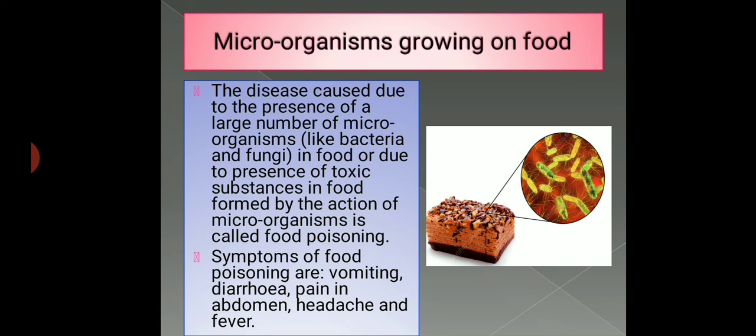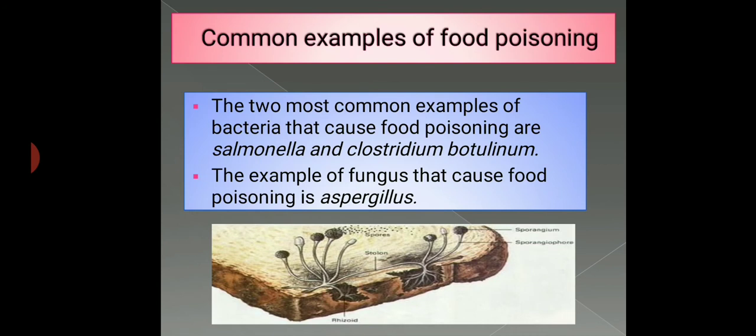Now, what are the symptoms of food poisoning? The symptoms are vomiting, diarrhea, pain in the abdomen, headache, and fever. Now, let's see some examples of food poisoning. The two common examples of bacteria that cause food poisoning are Salmonella and Clostridium botulinum, and an example of a fungus that causes food poisoning is Aspergillus.